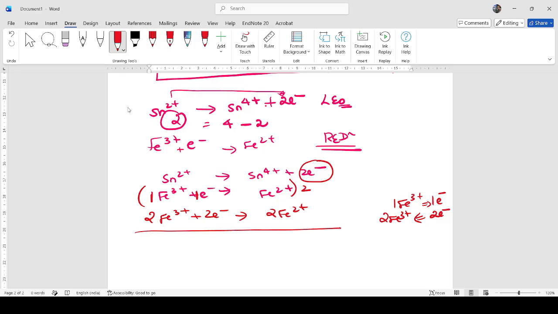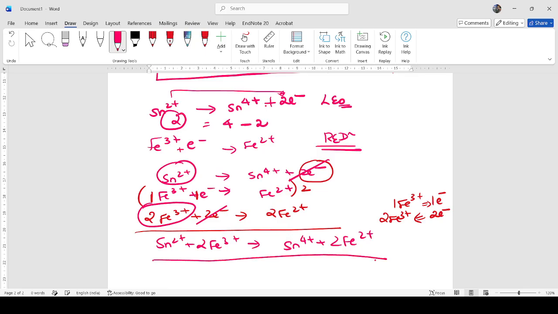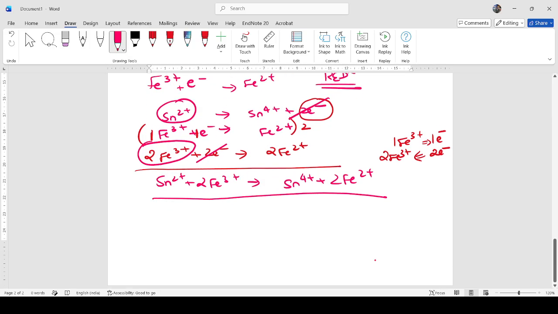Now we are going to write the net reaction. What is the net reaction? By cancelling out the same terms on opposite sides and summing up the same terms on the same side, I can see 2 electrons are on opposite sides, so I cancel them. Is there anything common otherwise? No. So let me sum up the left hand side: Sn2+ plus 2 Fe3+ is becoming Sn4+ plus 2 Fe2+. This is your balanced ionic equation.